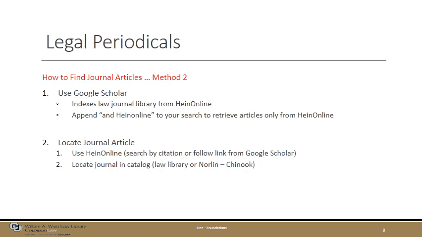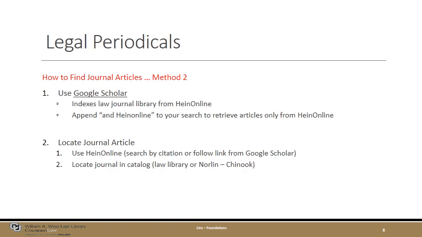And so Hein Online, which is the source of all these law review articles, has made its collection available to Google, who indexed them. So you can go to Google Scholar and enter your search terms, and it will return a list of articles from Hein Online. And you can force the selection to just articles from Hein Online if you append quote and Hein Online unquote to your search phrase. Then it'll return just a list of articles from Hein Online.